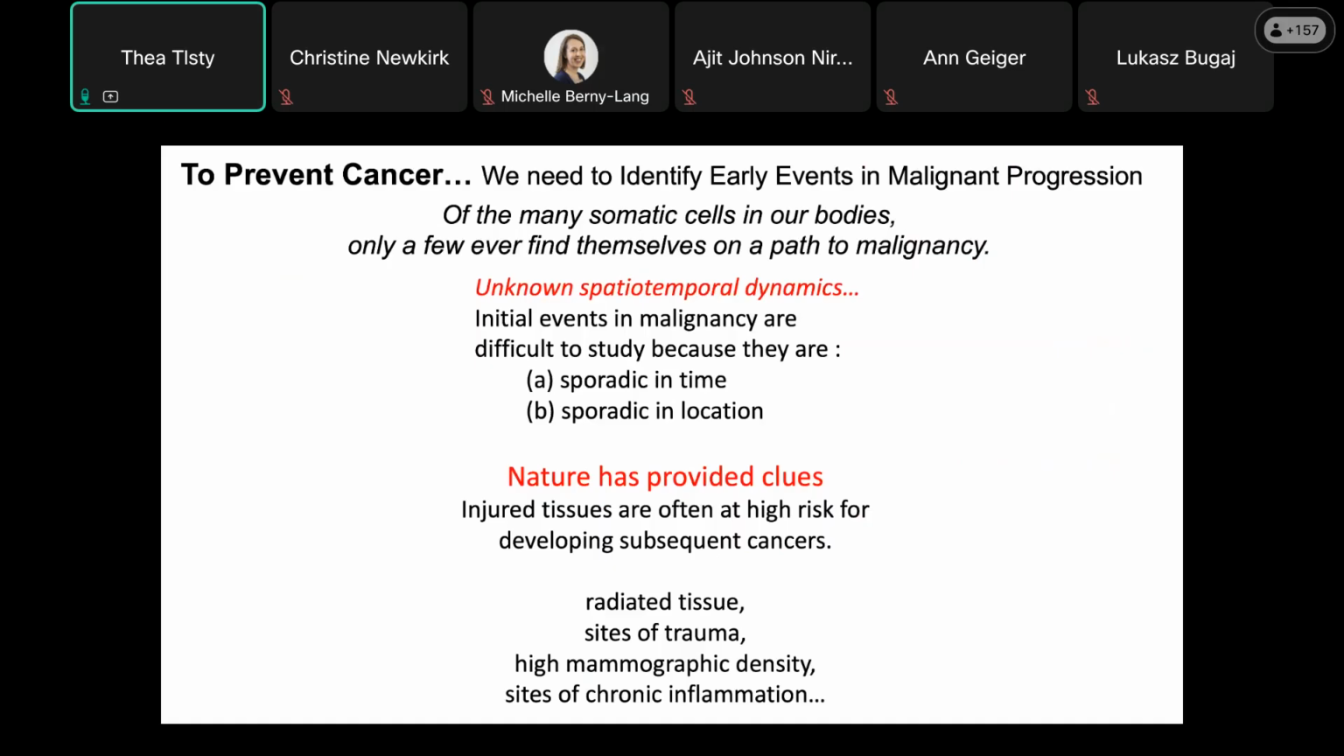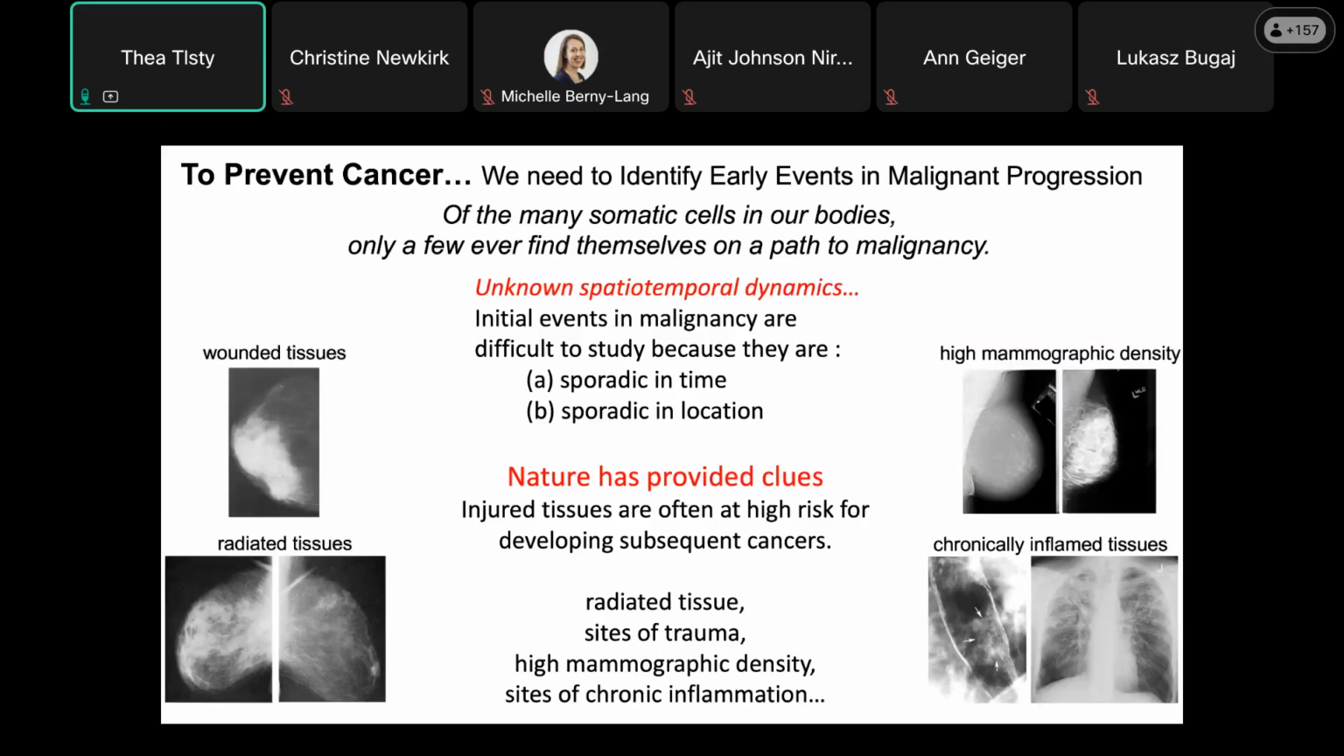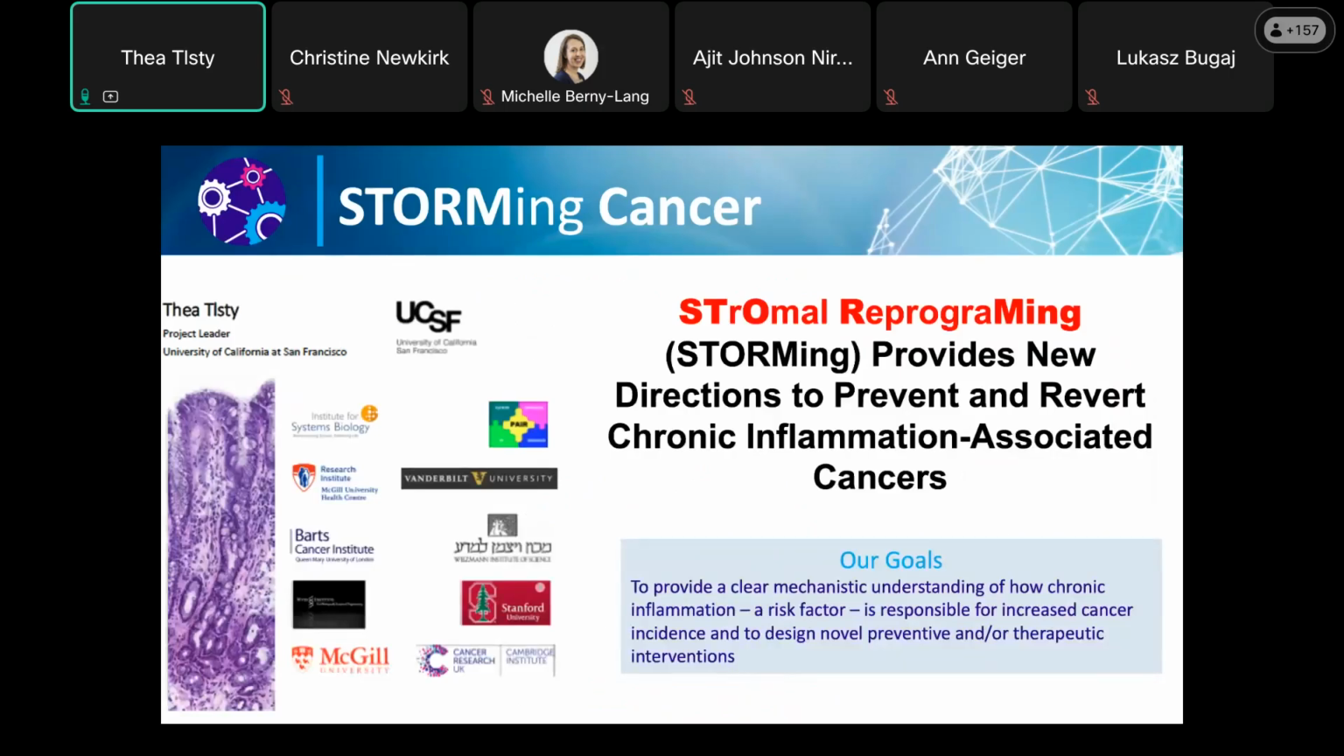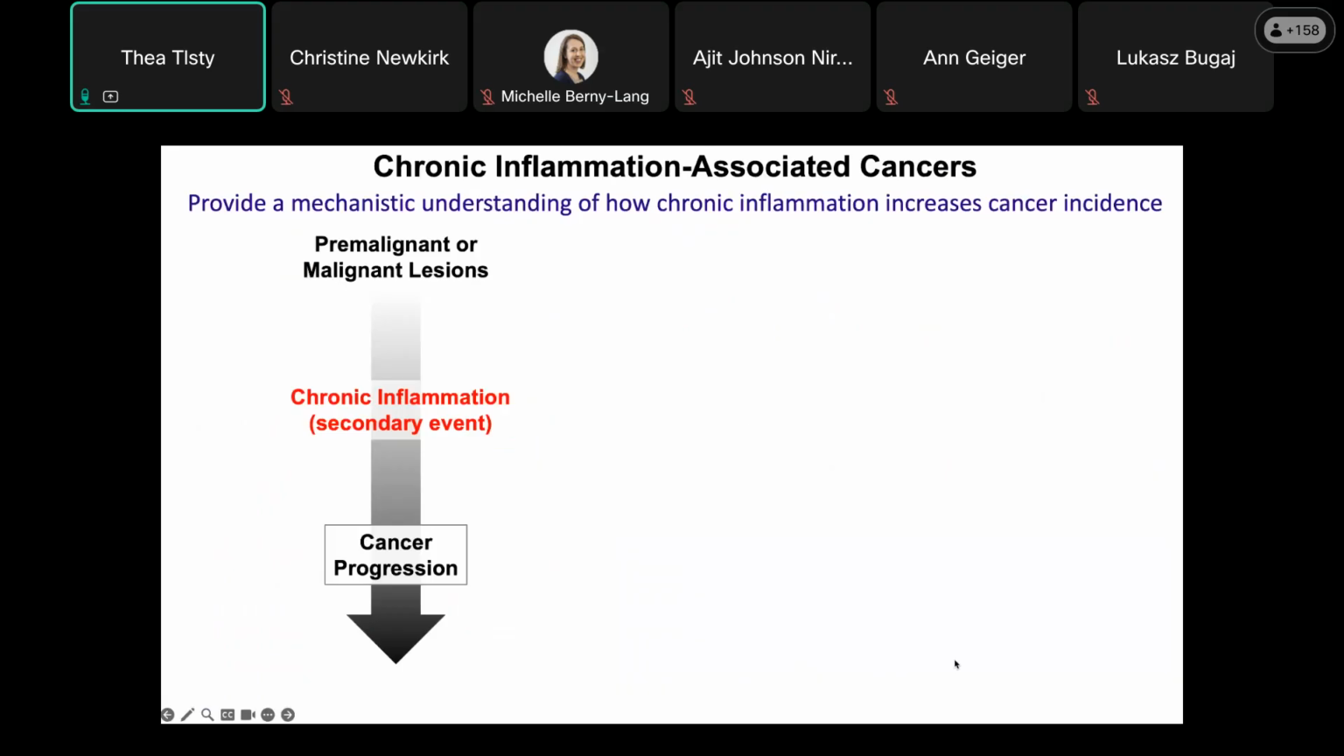Nature tells us that injured tissues are at very high risk for developing subsequent cancers. Here are some examples of injuries. I'm going to focus on chronic inflammation and ask, how does chronic inflammation increase the risk of cancer, with all these questions that I asked previously. We were fortunate enough to receive this CRUK Grand Challenge Award. I put together an international team, and our job was to understand in mechanistic terms how chronic inflammation allows the initiation, progression, and increased incidence of cancer, and then use this for clinical benefit.